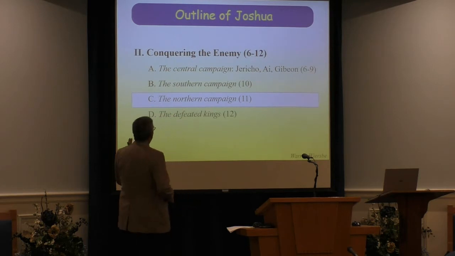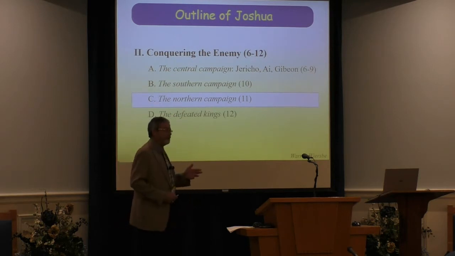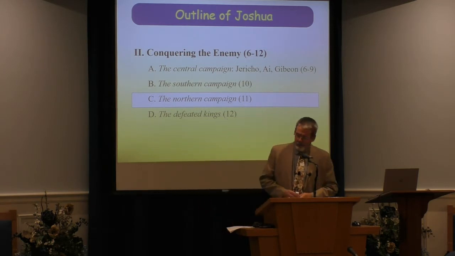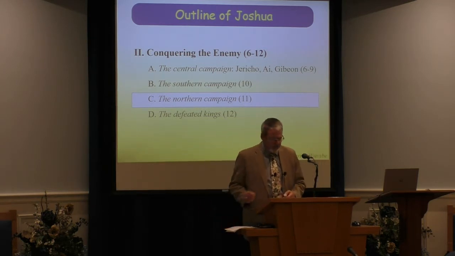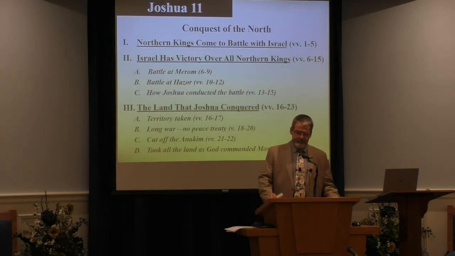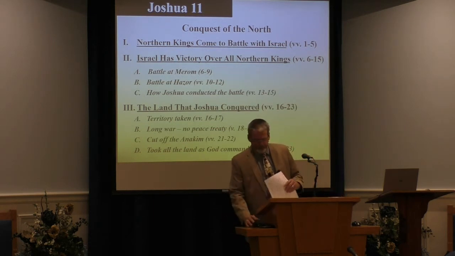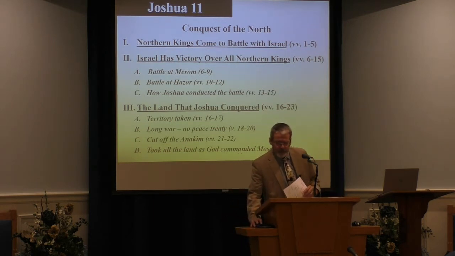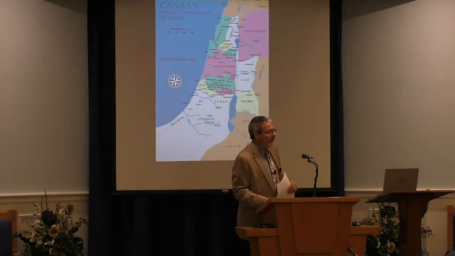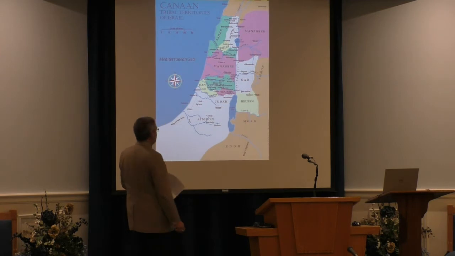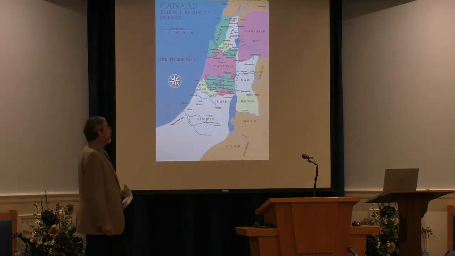So we're ready now for the northern campaign. We've dealt with the central campaign and the southern campaign, and we're ready for the northern campaign. So chapter 11, we simply call the conquest of the north, and that's what this deals with. Just for reference, as we mentioned in the study last time, this is basically the land that was taken, and that will be mapped out for us a little later in our study.